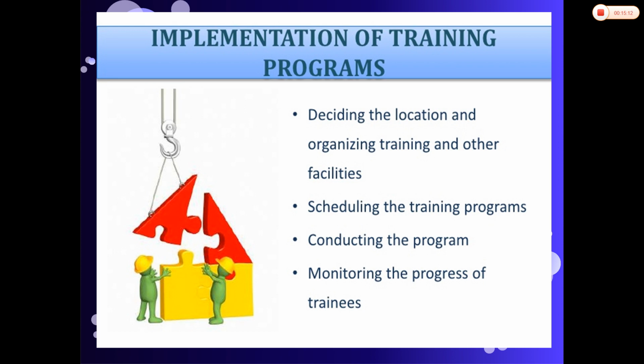And the next one is implementation of training programs. How do you have to implement? What is the process? What is the sequential order of implementing the training programs? Here there is a sequence of steps. One is deciding the location and organizing training and other facilities. For example, if a college is organizing a faculty development program, first of all the college will decide how many teachers or lecturers are going to participate in this training program. Where to conduct? Is there any seminar hall? Is there a group discussion room? And what facilities do we have to provide?